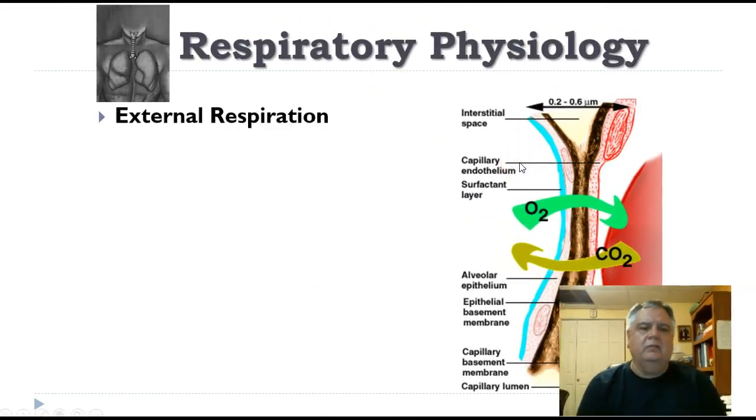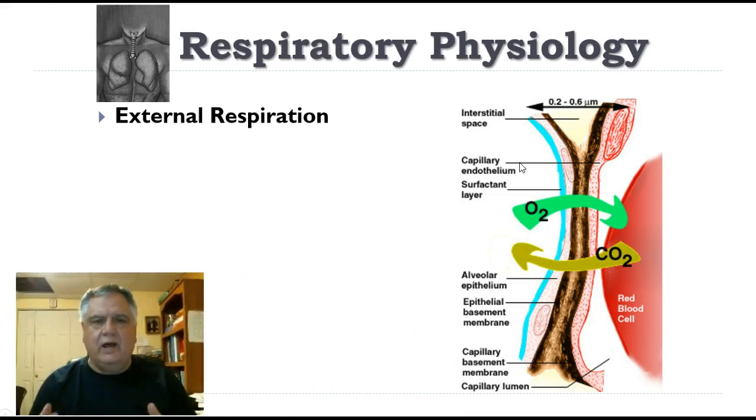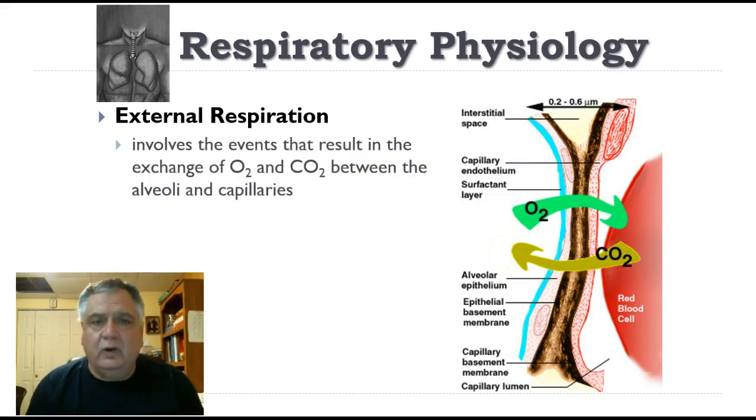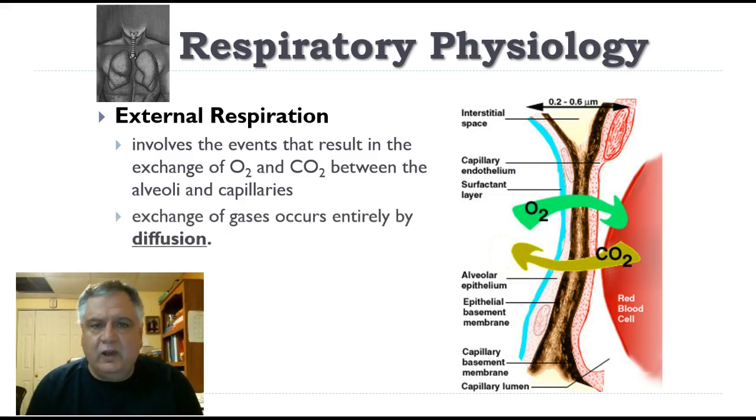Okay, next up, let's talk about external respiration. So now we saw how the air, particularly oxygen, gets into the lungs. Once the air gets into the lungs, the next question is, how does the oxygen get from the alveoli in the lungs into the blood? That's called external respiration. So external respiration then is going to involve the events that result in the exchange of oxygen and carbon dioxide between the alveoli and the capillaries. This exchange of gases occurs entirely by diffusion.